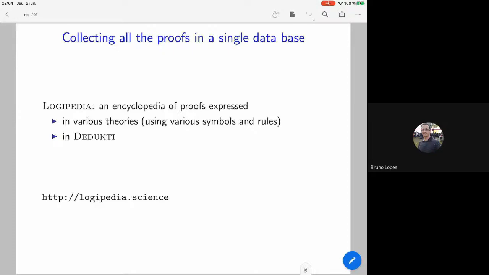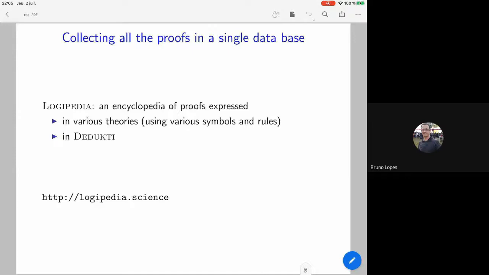And we thought it was a good idea to have an online repository where users of various systems could find these proofs. And you can visit the website. The URL of the website is logipedia.science. So these proofs, they are all expressed in Dedukti, but of course Dedukti is just a logical framework. It's not a theory per se. So they are expressed in various theories in Dedukti.